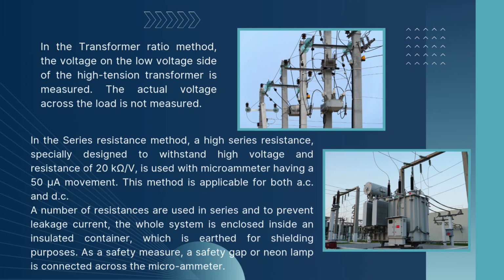In the series resistance method, a high series resistance specially designed to withstand high voltage and resistance of 20 kilo ohm per volt is used with a microammeter having a 50 microampere movement. This method is applicable for both AC and DC. A number of resistances are used in series, and to prevent leakage current, the whole system is enclosed inside an insulated container which is earthed for shielding purposes. As a safety measure, a safety gap or neon lamp is connected across the microammeter.